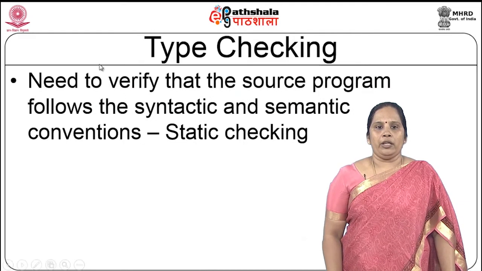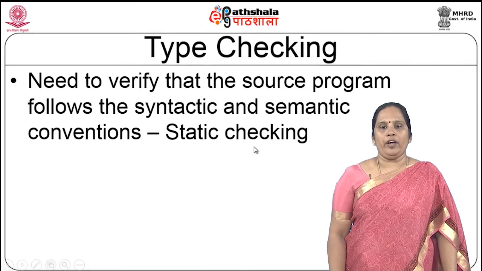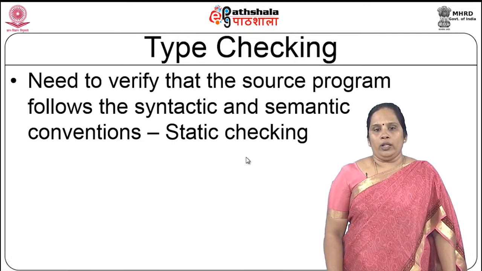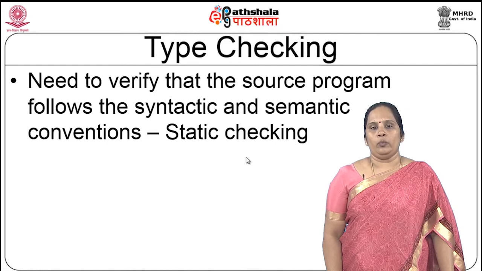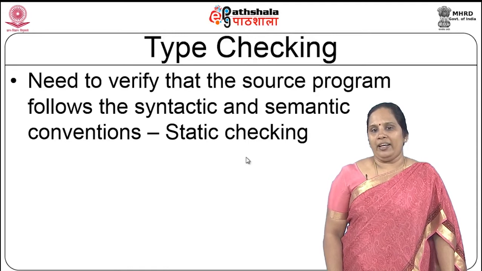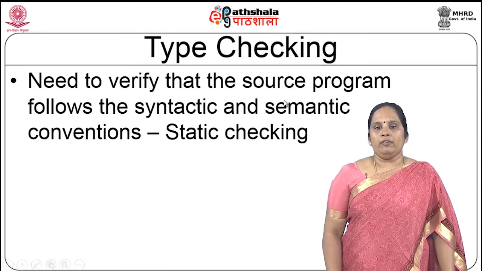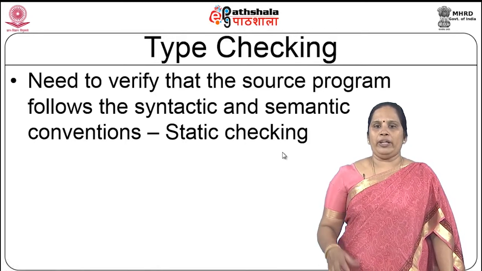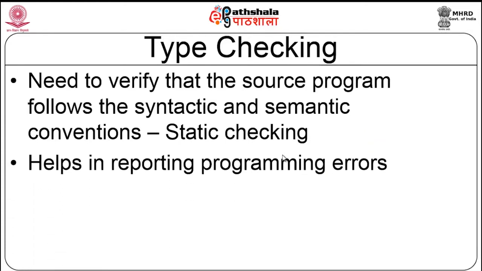So type checking: your compiler has to verify whether the source program follows the syntactic and semantic conventions. The syntactic conventions are validated by the parser, and the semantic conventions have to be validated by the semantic phase of the compiler, and this kind of checking is referred to as static checking. This is in addition to the dynamic checking, which will be discussed in the subsequent modules. Type checking helps in reporting programming errors, which is essential for understanding and correcting the program so that it produces the correct result.